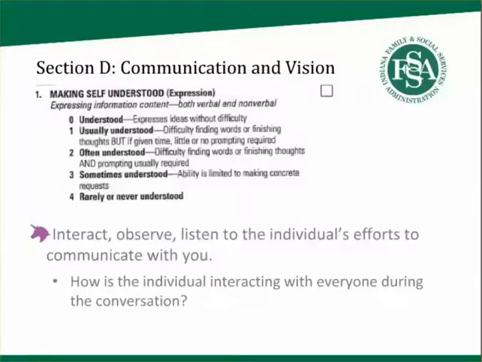Communication and vision makes up Section D and has 4 assessment parts. D1 is making self-understood. You may be exploring the individual's ability to express or communicate requests, needs, opinions, and urgent problems, and to engage in social conversation.